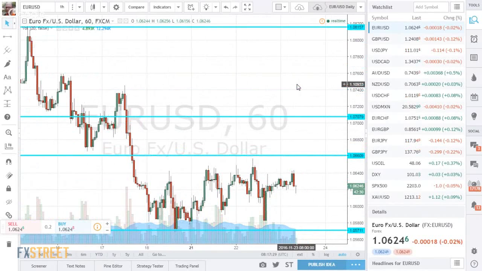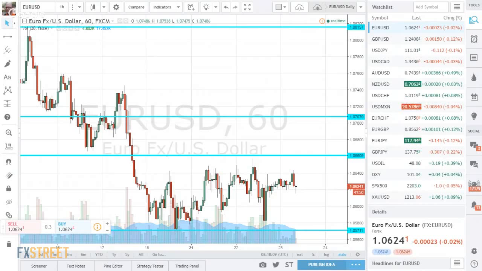105.70 is the cycle low, the lowest since December 2015. Okay, so that's where we are at the moment, and 105.20 is the lowest level since December 2015, but we haven't reached that level.